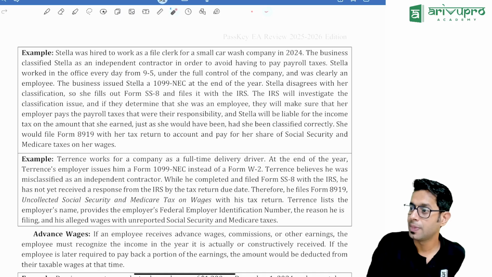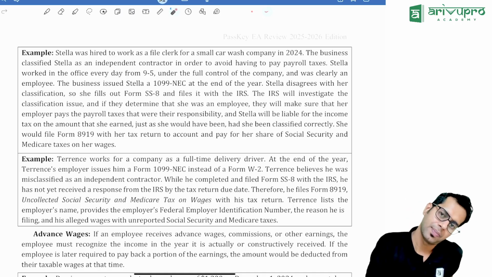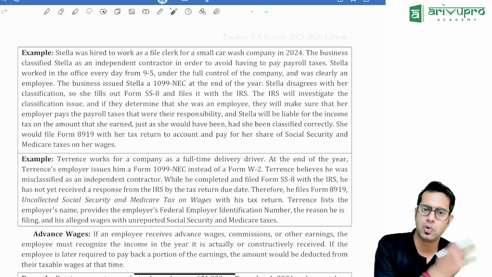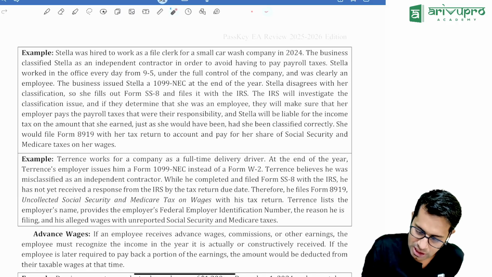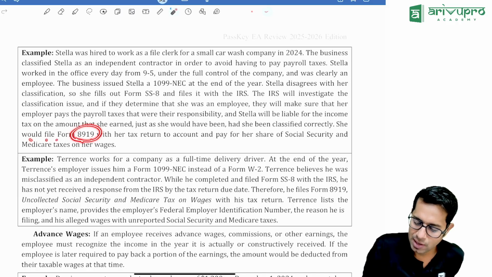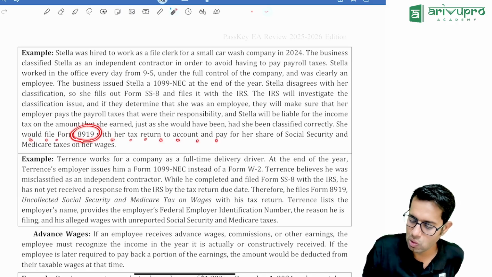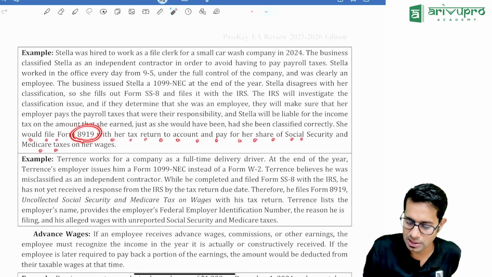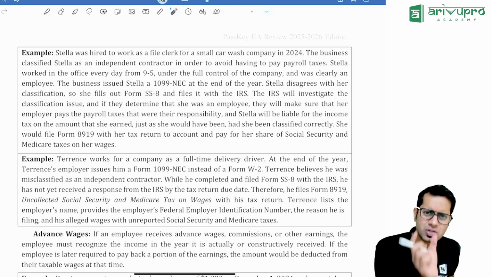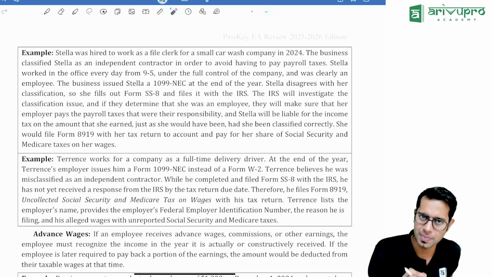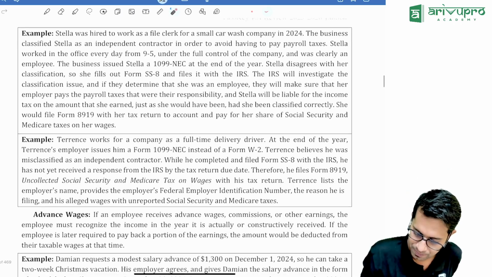What is this point telling? If you had been an employee, how much tax would you have paid? Only that much I'll collect from you. The balance I'm going to collect from your employer. She would file form 8919 with her tax return to account for and pay her share of social security taxes on her wages, meaning she has to pay only half of 15.3% instead of paying the full amount.